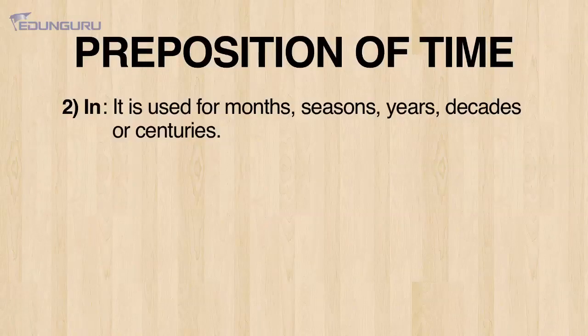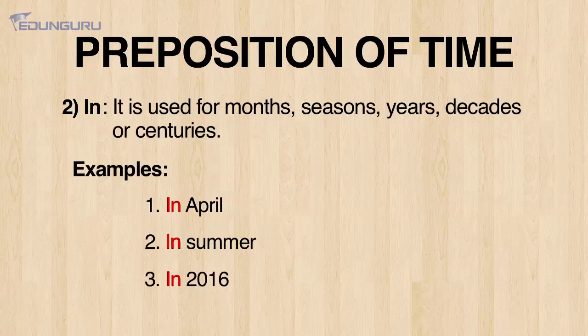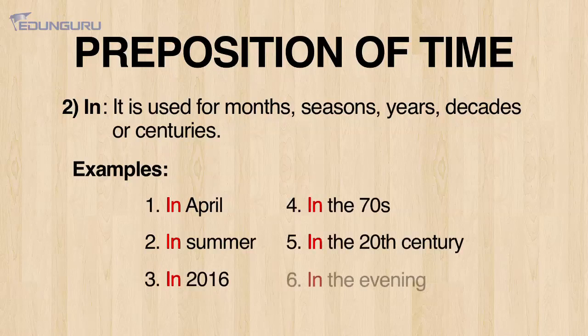The second one, in. Use in for months, seasons, years or decades or centuries. For example, in April, in summer, in 2016, in the 70s, in the 20th century, in the evening.